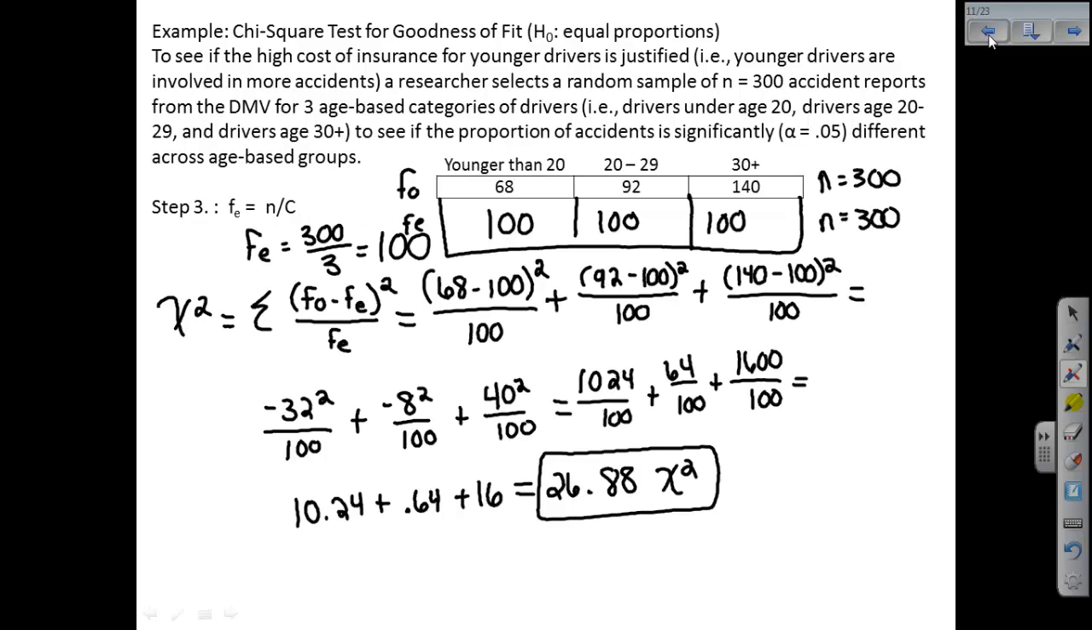So if you're looking at this, we're like, oh wow, there are fewer accident havers younger than 20 than what we would expect under the null. But the null is incorrect because there's probably not an equal number of drivers under 20, drivers between age 20 and 29, and drivers that are 30 plus. So, of course, there's not going to be an equal number of accident havers in those groups because the number of drivers of those age ranges is not the same.